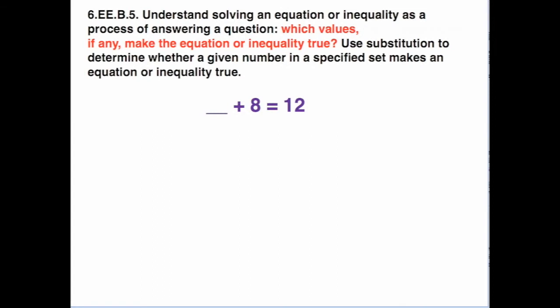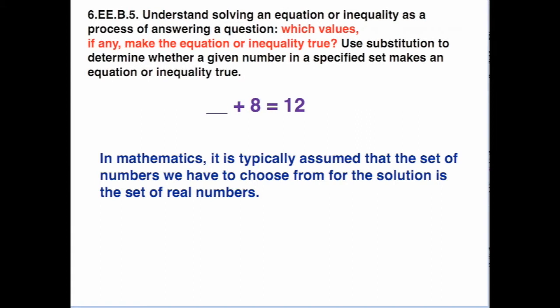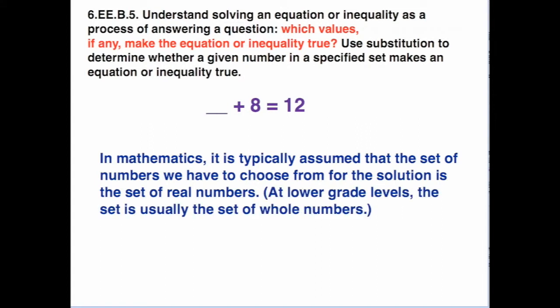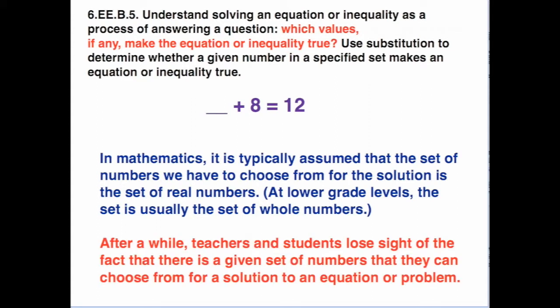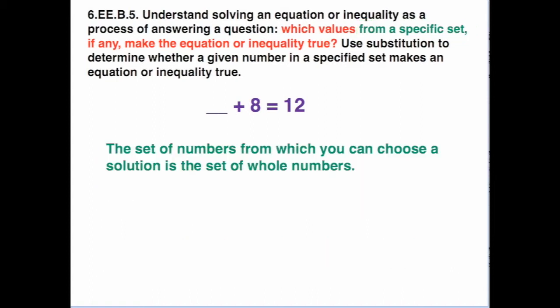So for example, let's say we had this basic equation, what plus 8 equals 12. In mathematics, it's typically assumed that the set of numbers we have to choose from for the solution is the set of real numbers. And at lower grade levels, the set is usually the set of whole numbers. So after a while, teachers and students lose sight of the fact that there's a given set of numbers that they can choose from for a solution to an equation or a problem. Typically, we're solving this basic equation, and the solution set will be the set of whole numbers.